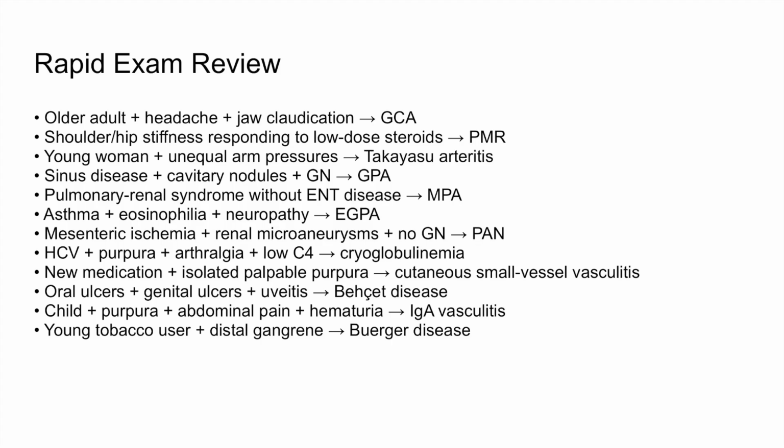Hepatitis C, purpura, arthralgia, and low C4 or complement suggest cryoglobulinemia. Okay. Isolated palpable purpura after a new medication suggests cutaneous small vessel vasculitis. Oral ulcers, genital ulcers, and uveitis indicate Behçet's disease. A child with purpura, abdominal pain, and hematuria has IgA vasculitis, and a young tobacco user with distal gangrene has Buerger's disease.